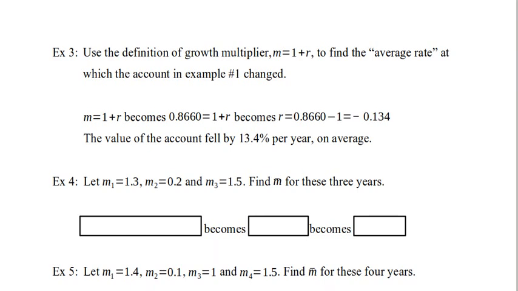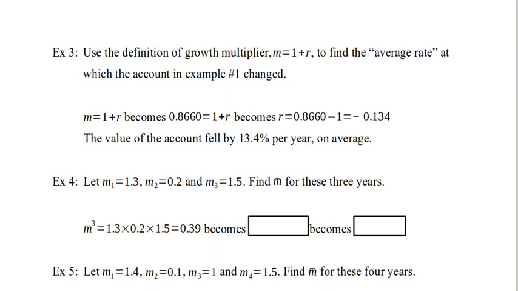Now let's look at some more generic questions where we're just given some growth multipliers. So in example 4, we've got M1 is 1.3, M2 is 0.2, M3 is 1.5. And we want to find the average growth multiplier for those 3 years. So we're going to do exactly what we did before. We want something m bar that behaves like those 3, but is the same. In other words, if I multiplied m bar times m bar times m bar, that was 3 times, it would be the same as multiplying each of these individual growth multipliers together.